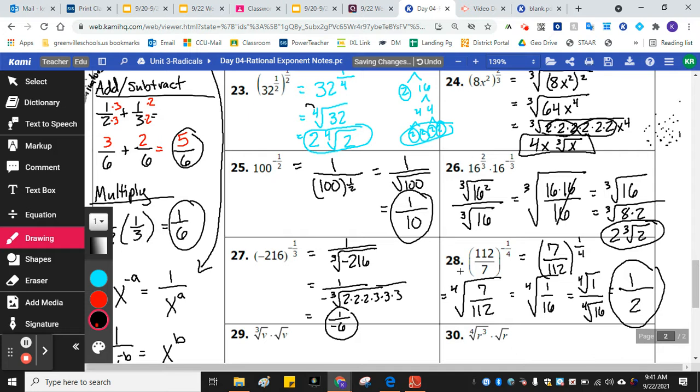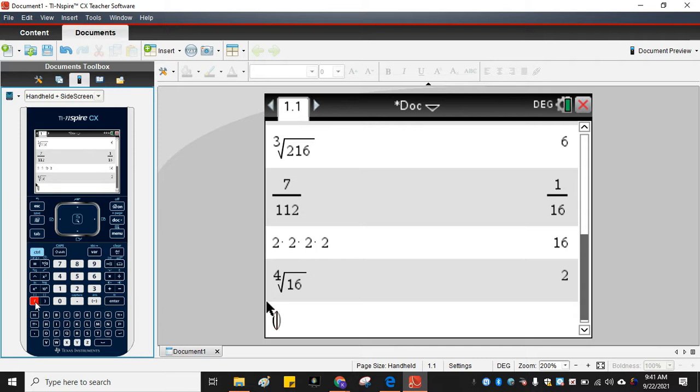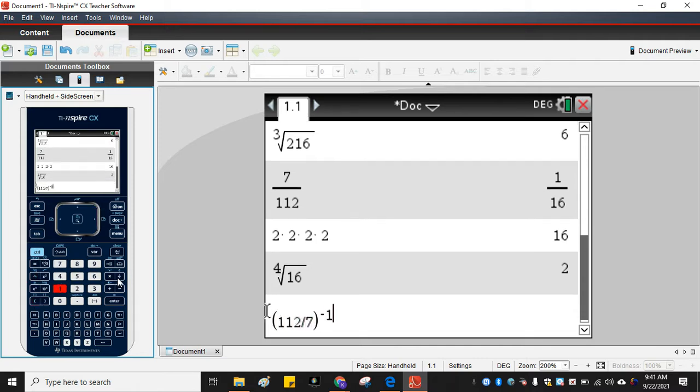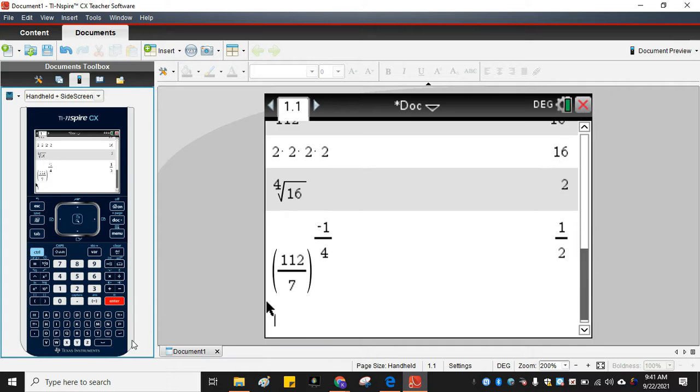With just numbers, a lot of the time you can check them in the calculator. So I can even go 112 divided by 7 to the negative 1/4 is 1/2.